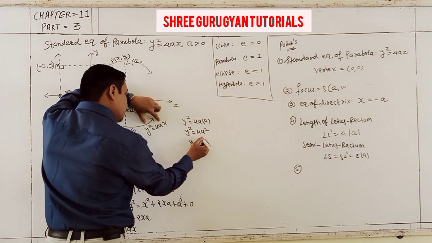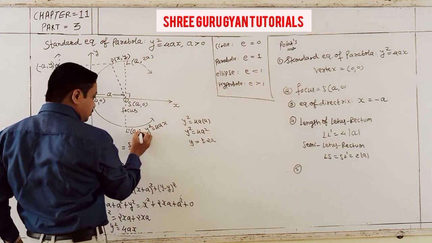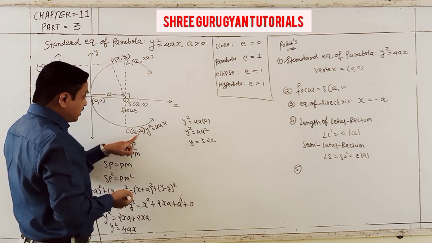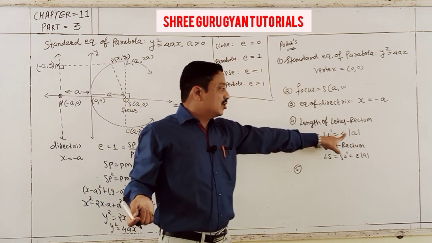y is equal to plus or minus 2a. One is 2a, the other is minus 2a. That's why you take the distance formula: a minus a is 0, 2a, 2a, 4a. That I mentioned here, 4a.